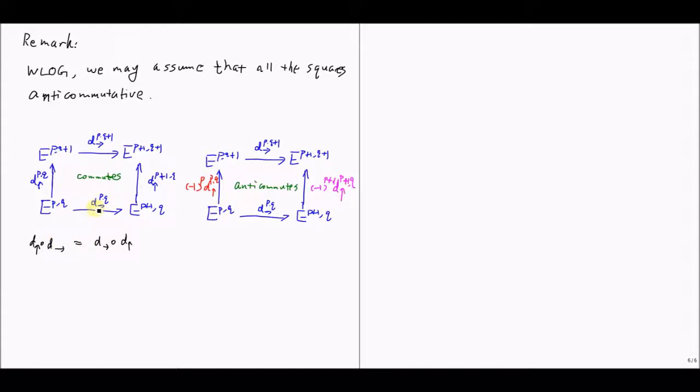d-right composed with d-up equal to d-up composed with d-right. Then the second square will satisfy this equation, because this is a -1 times -1 to the pth power. And from the first one you get the sum is equal to 0. In this way, we have transformed a commutative square into an anti-commutative square.